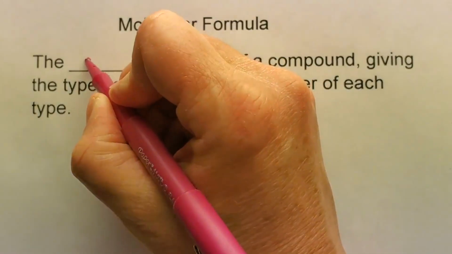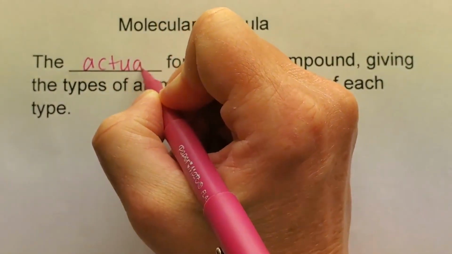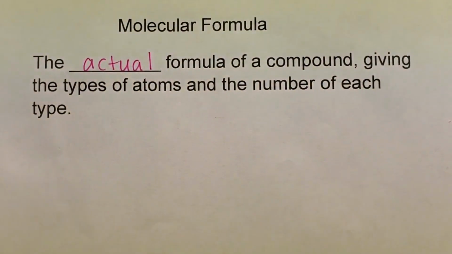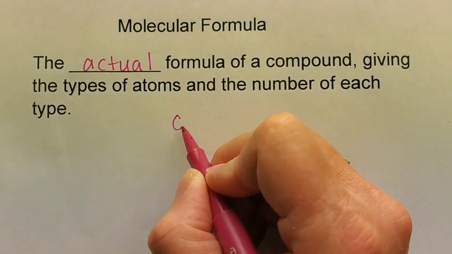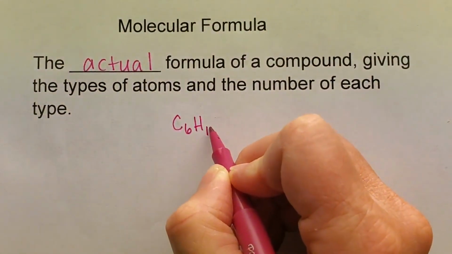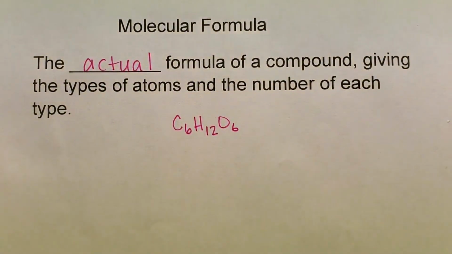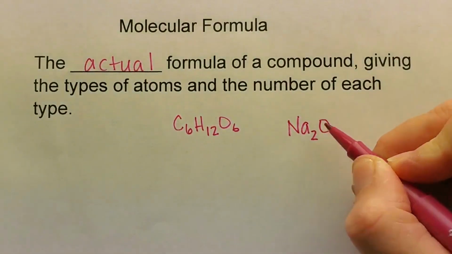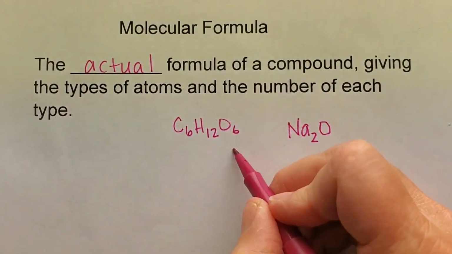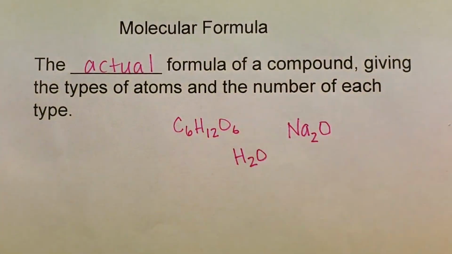A molecular formula is the actual formula of a compound. It tells you what types of elements are in the compound and how many there are of each. For example, the molecular formula for glucose is C6H12O6, the molecular formula for sodium oxide is Na2O, and the molecular formula for water is H2O.